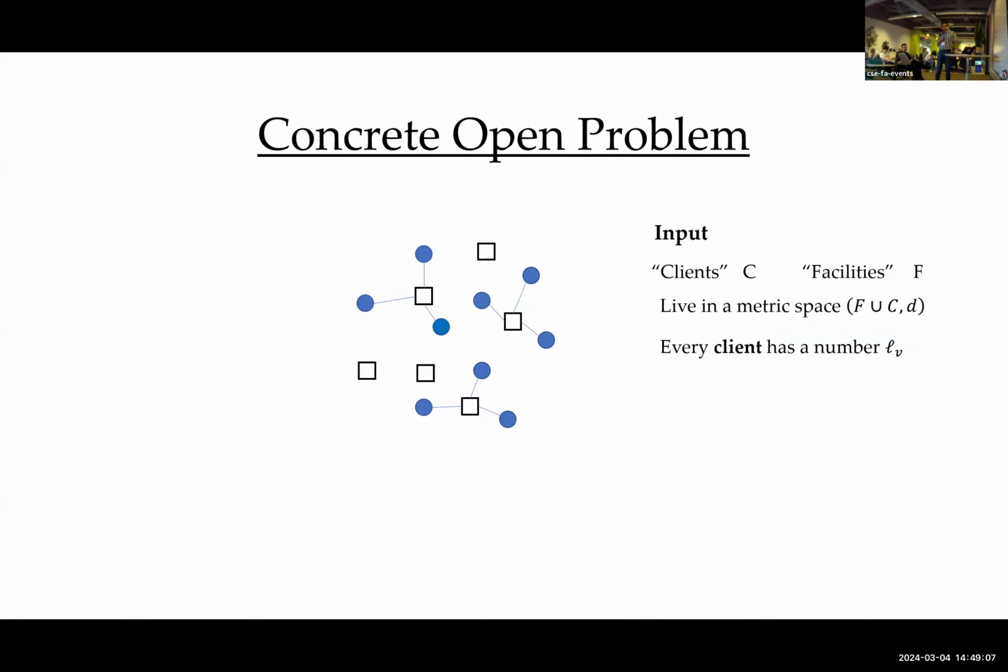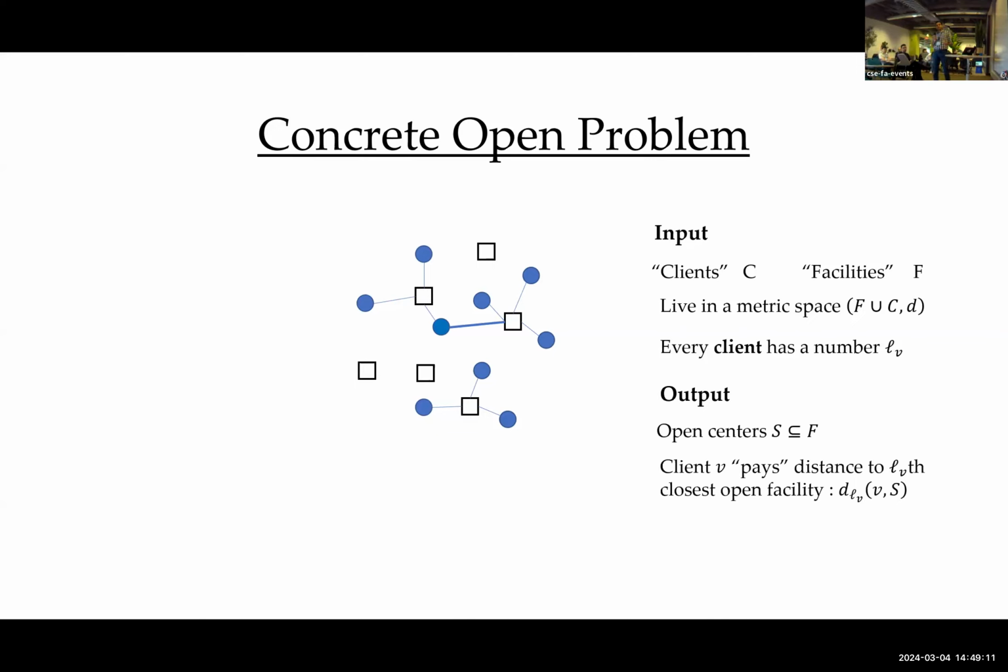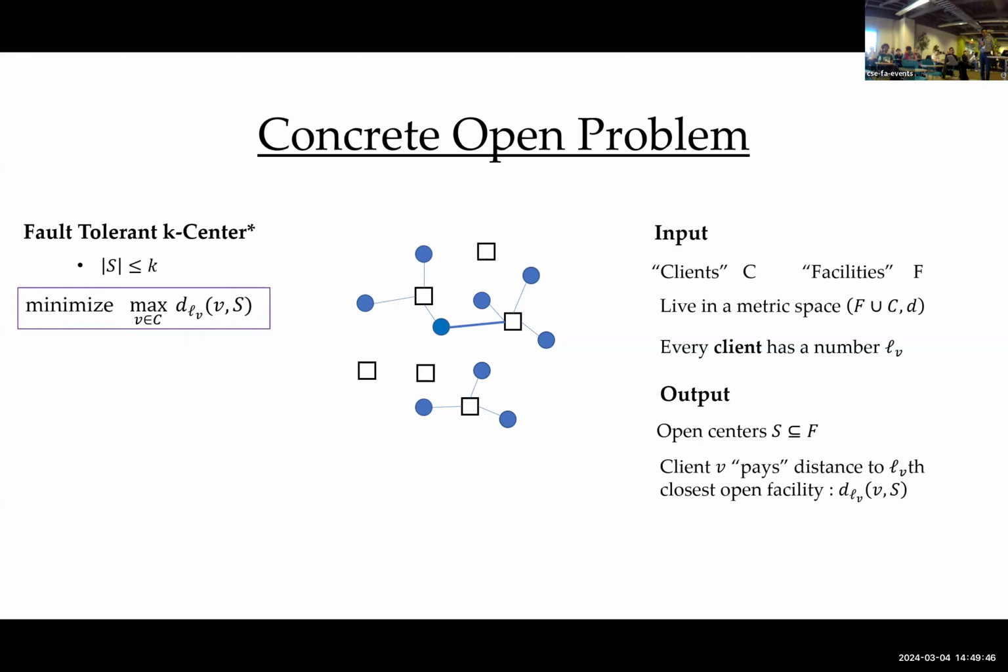It's fault tolerance. The output is, again, I want to open a center set S, but now a client is worried that ell_v minus 1 of these facilities will fail. So instead of looking at its closest facility, it's interested in its ell_v-th closest facility. So maybe for this client here, ell_v is 2, so it's interested in the facility that is not the closest but the second closest. Let me call that d_{ell_v}(v). So I open a set of facilities, and every client is looking at its ell_v-th closest facility. And the problem is the same: I want to open k centers to minimize the maximum a client pays, and a client pays not the closest open facility, but the ell_v-th closest. So that's one way of talking about the fault tolerant case.